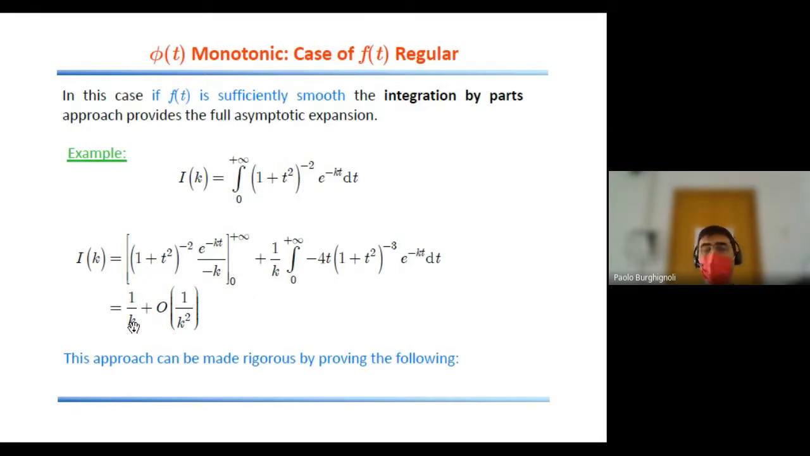The remaining part is given by the factor 1 over k that pops out of the integral, and then there is another integral, more or less of the same kind, a different kind of rational function, of course, times the Laplace exponential. If you repeat the process, you will discover that this latter integral will also give rise to a factor 1 over k plus something else. And so basically, the remainder can be evaluated as a big O of 1 over k squared.